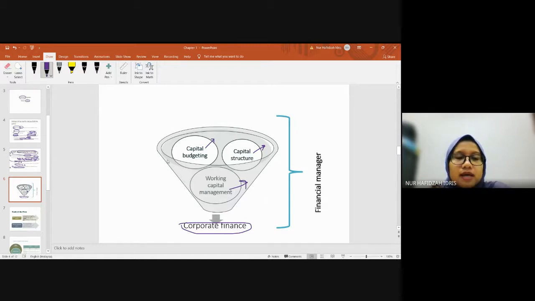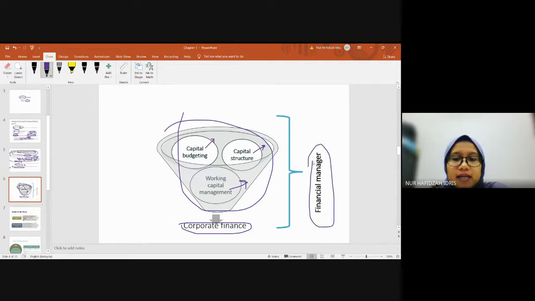So soalannya adalah, who will manage all of these activities? Siapa yang nak buat decision to evaluate in terms of capital budgeting? Who will conduct the decision whether to finance the budget with debt or equity, which relies on the capital structure? Who will do these activities? Definitely fund manager.